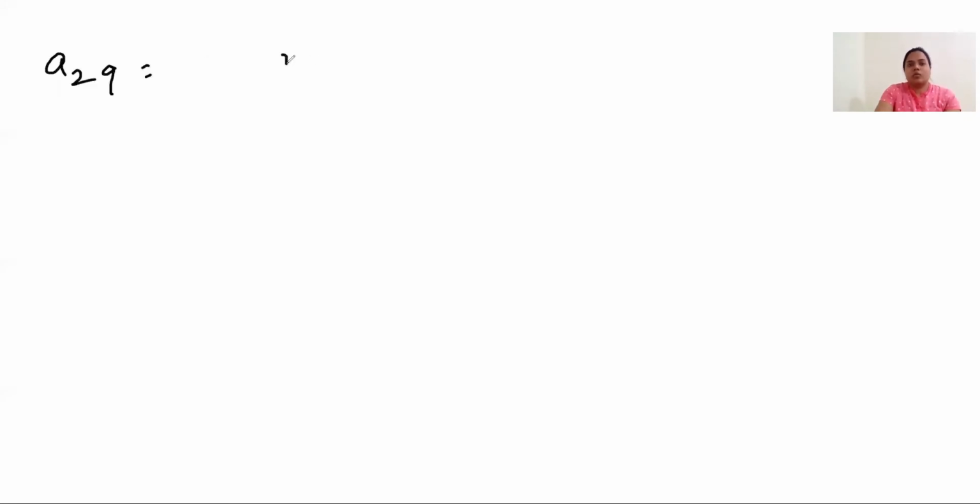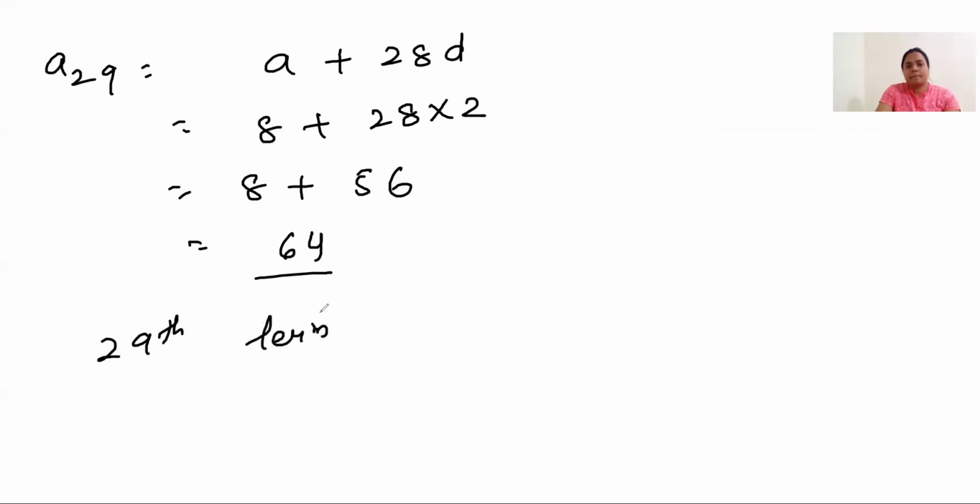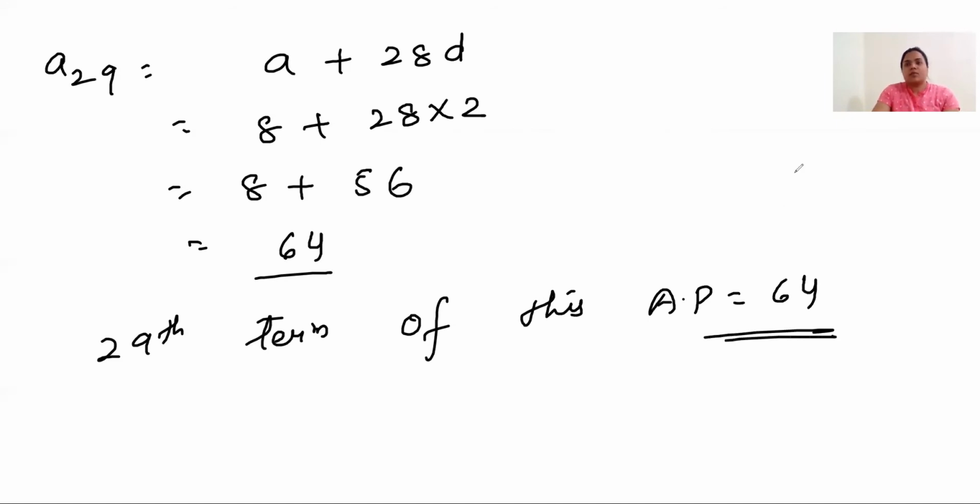A29 is equal to A plus 28D. Our A is 8 and D is 2. So 8 plus 28 into 2, 8 plus 56, this is equal to 64. So the 29th term of this AP is 64. Fine.